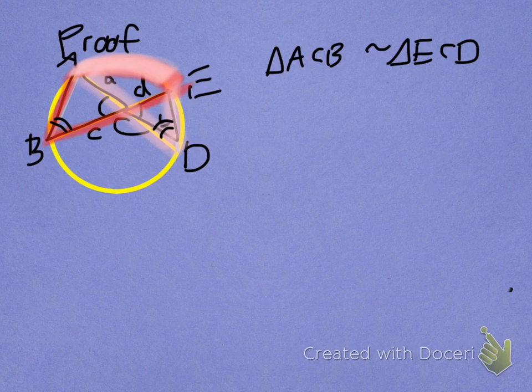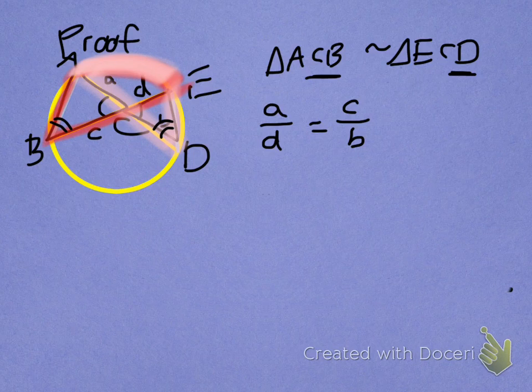That's my roadmap. So I can say then that lowercase a, which is AC, the first two letters, over EC, first two letters, that would be over D. Those are corresponding sides, equals what? Well, I have C, which is BC, so it's the last two letters, over CD. What are the last two letters there? That's length B here.